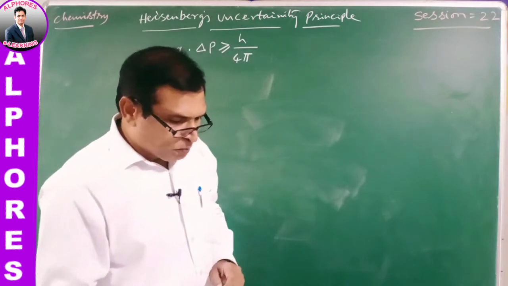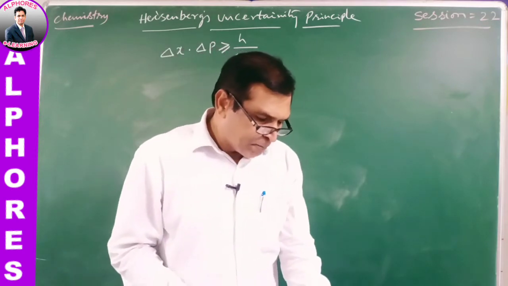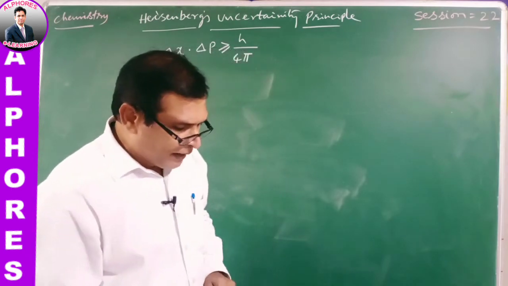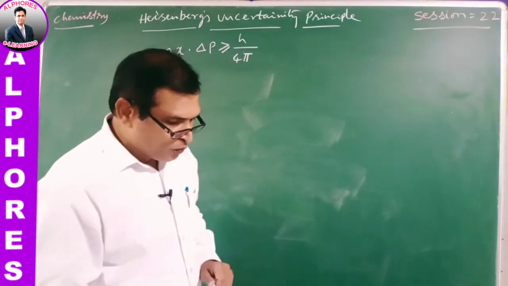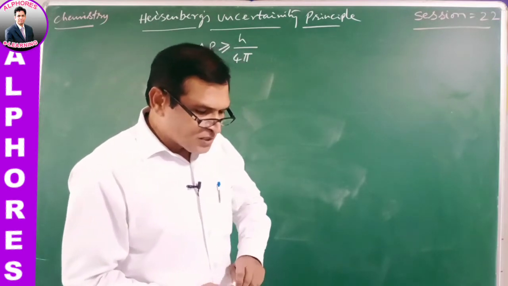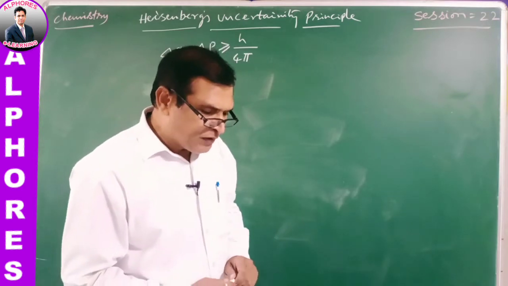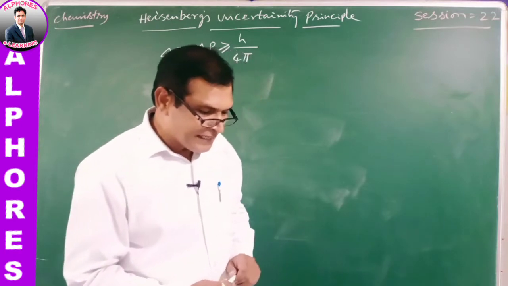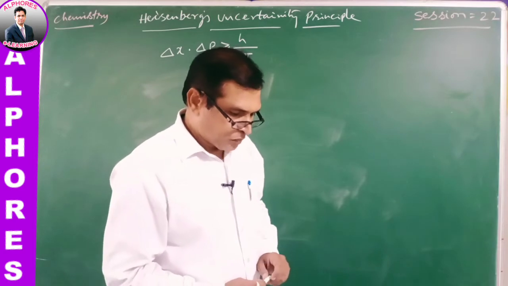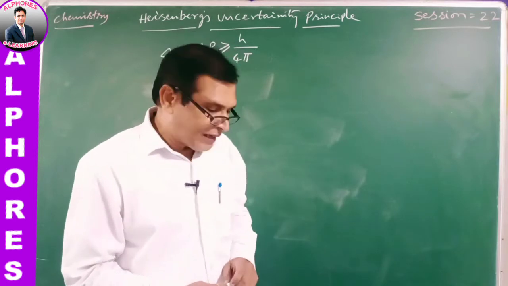A microscope using suitable photons is employed to locate an electron in an atom within a distance of 0.1 angstroms. What is the uncertainty involved in the measurement of its velocity? That means we have to find delta v, the uncertainty in velocity. The uncertainty in position is given as 0.1 angstroms.